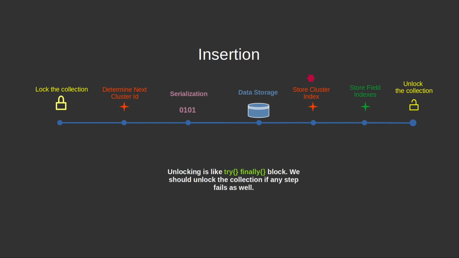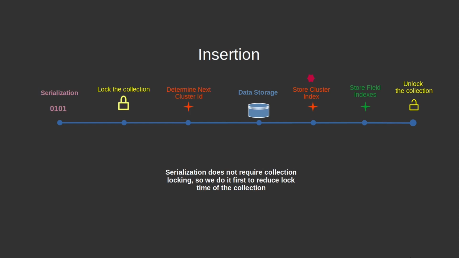Unlocking is basically like try and finally blocks. We should unlock the collection if any step fails as well. Also, we could move the serialization to the first step and then lock the collection, because serialization does not require collection locking, and in this way we can reduce the time that the collection is locked.